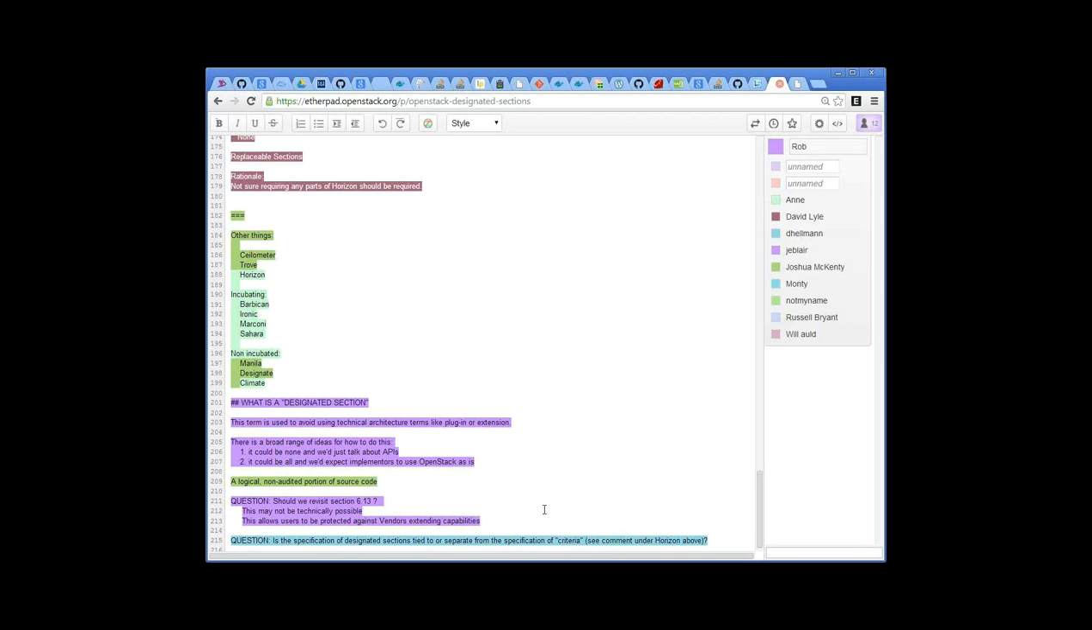What if those designated sections, or the non-designated sections, the replaceable parts, don't change the functionality, but are places where vendors can differentiate? I mean, for example, with Cinder, it doesn't really matter whether or not you're running on Seagate drives or WD drives.